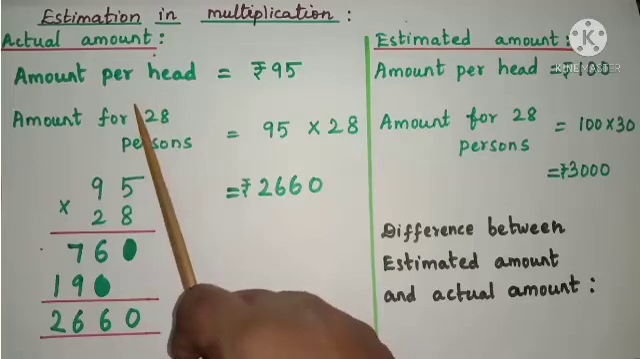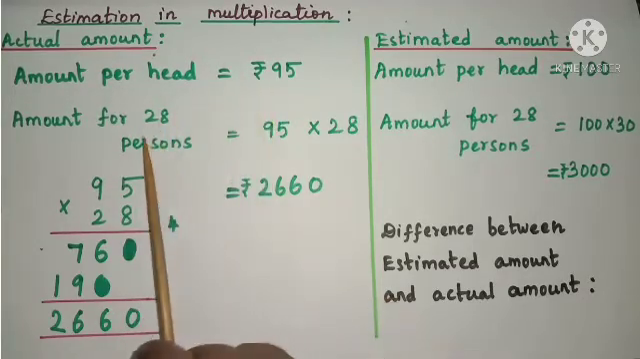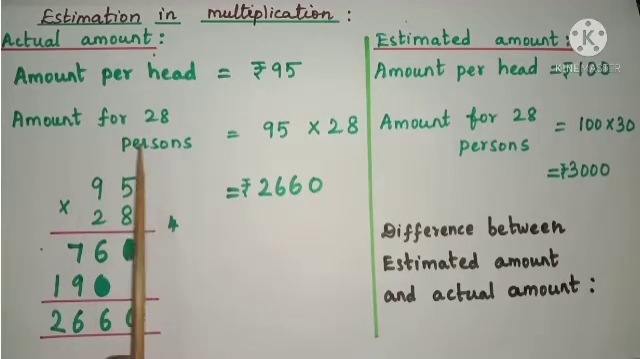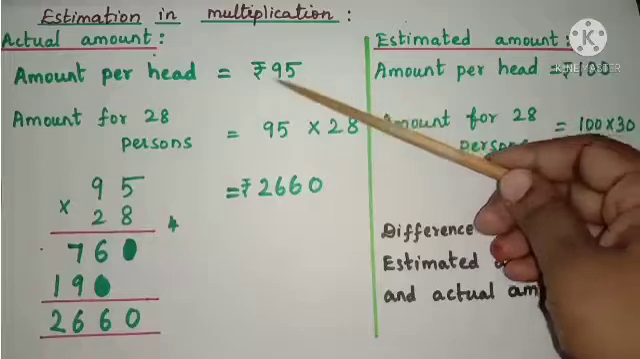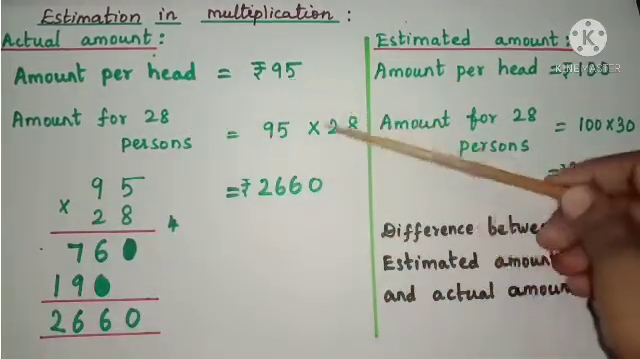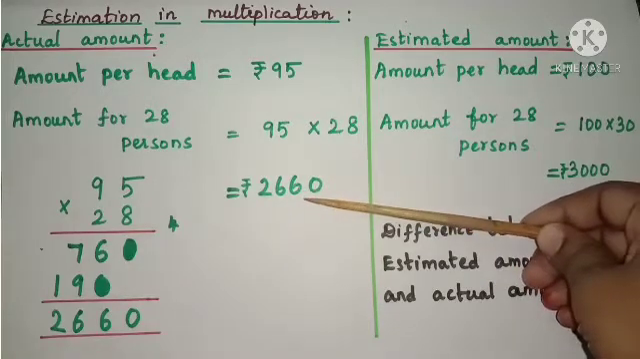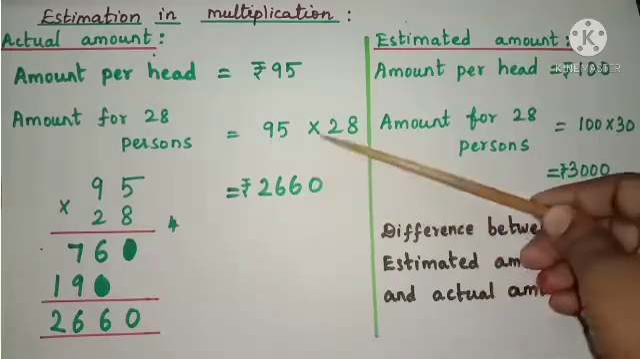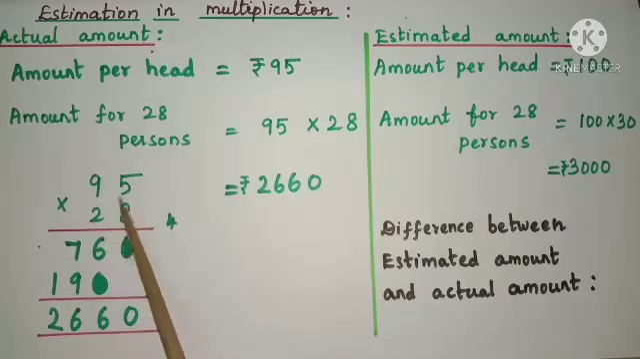For one person, the amount is rupees 95. For 28 persons, what will be the amount? We need to multiply 28 with 95. We get the amount for 28 persons. 95 into 28. We know how to multiply a 2-digit number with a 2-digit number.